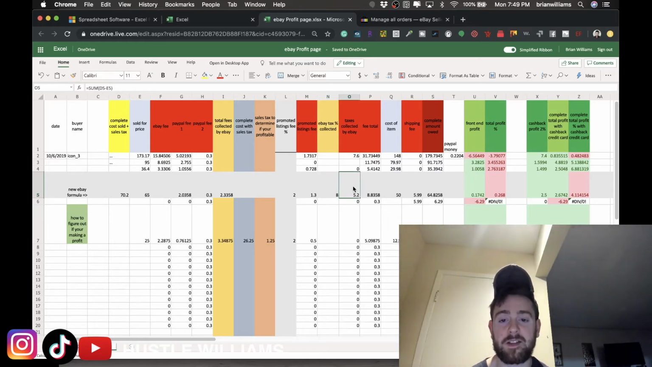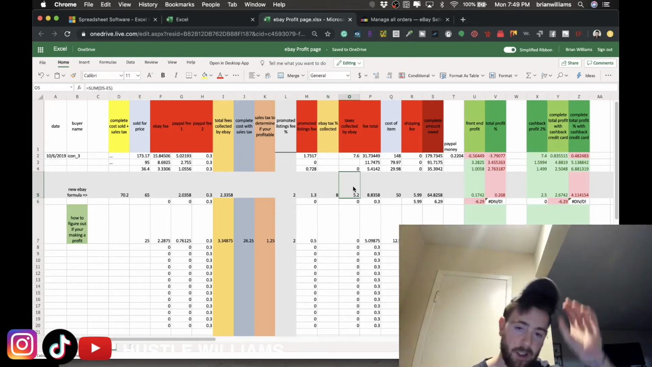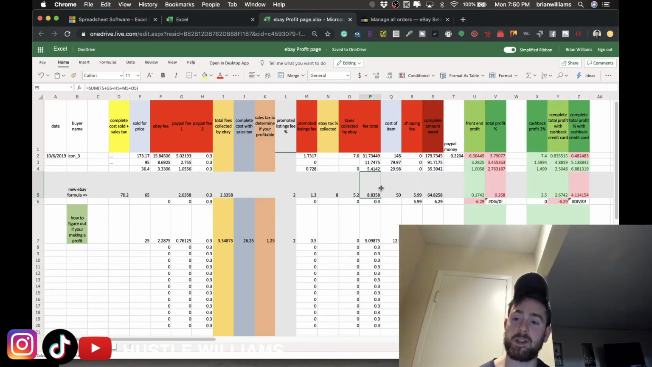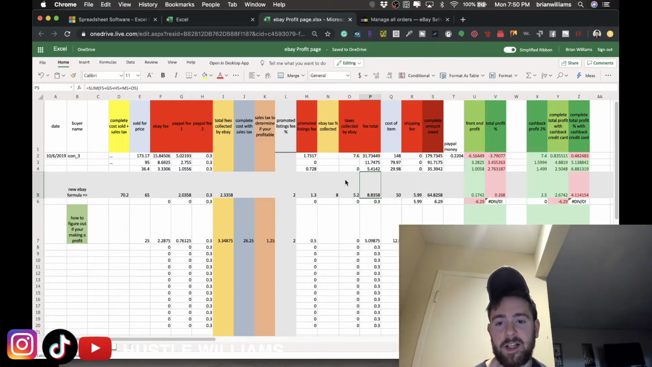The sales tax collected, which you can find by subtracting $70.20 and from the $65 total, will give you your actual taxes collected by eBay. And then your fee total is going to be your amount, 8.83 cents, but if you want to round it up, it's more like 8.84 cents, and this had to do with the variables of the cents. Based off of what decimal point you have your number set to, this can be adjusted, so it's probably 8.84% to be more accurate. And then that was figured out by adding our taxes collected, promoted listings fees, PayPal fee 2, PayPal fee 1, and the eBay fee, which gave us a total of $8.83.